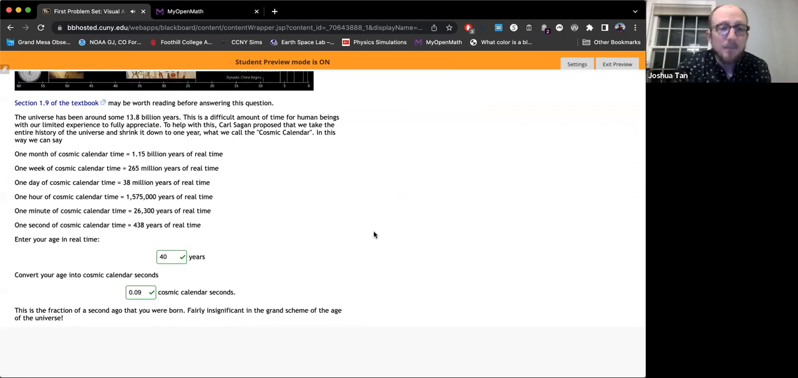And I did this by using the calculation that you see here, that 1 second of cosmic calendar time is 438 years of real time. And you can do that for your own age as well.